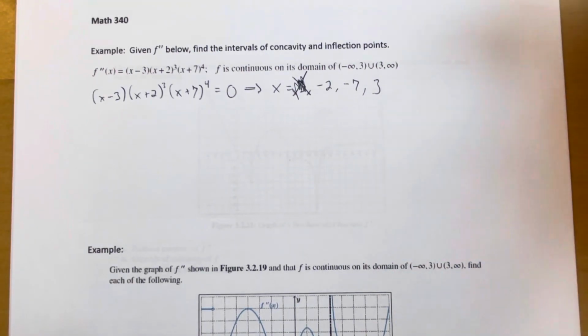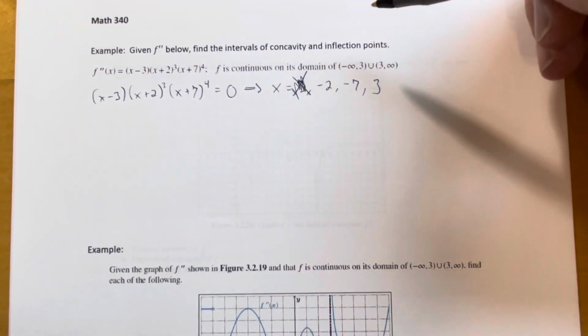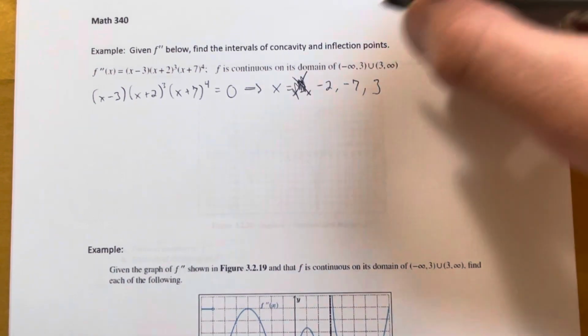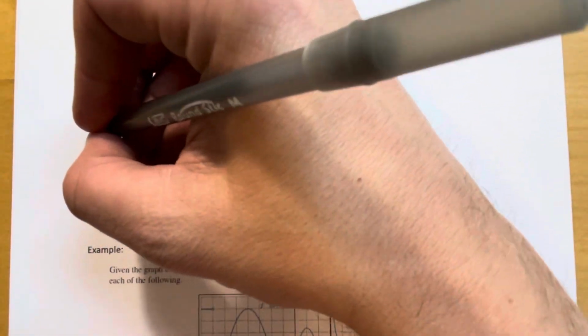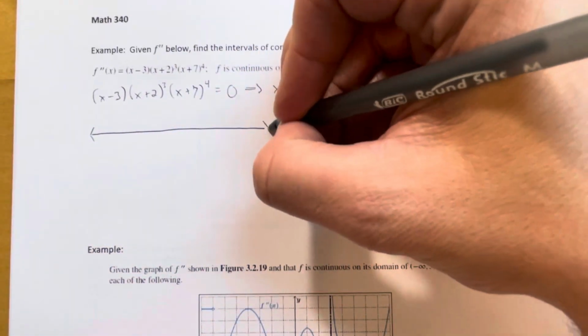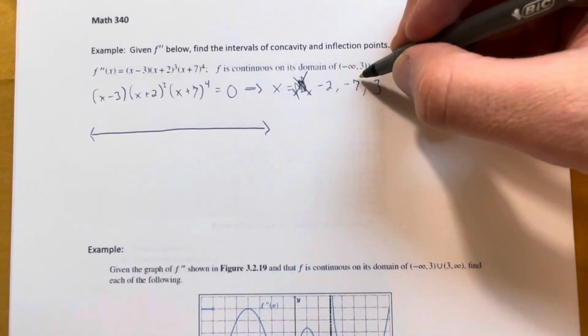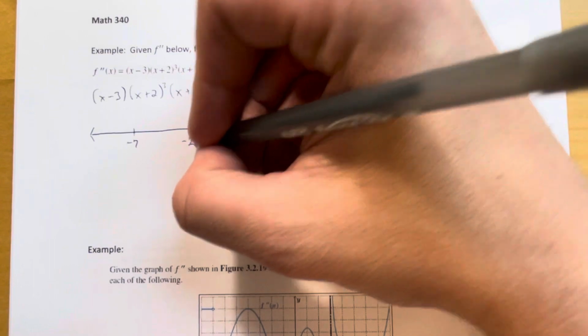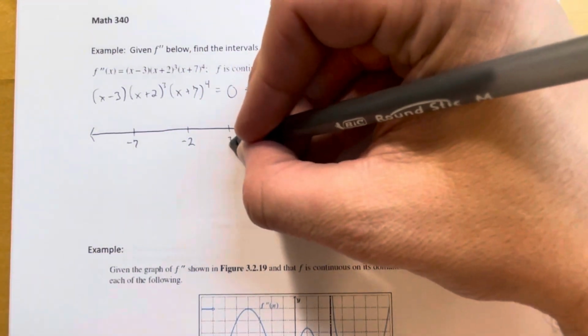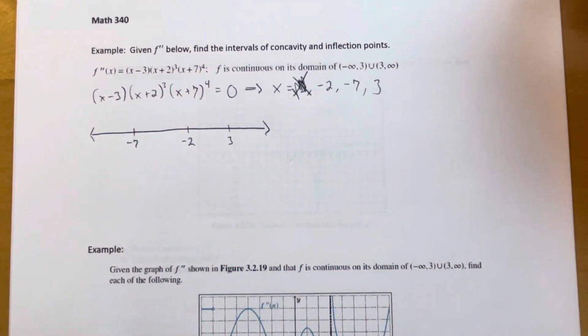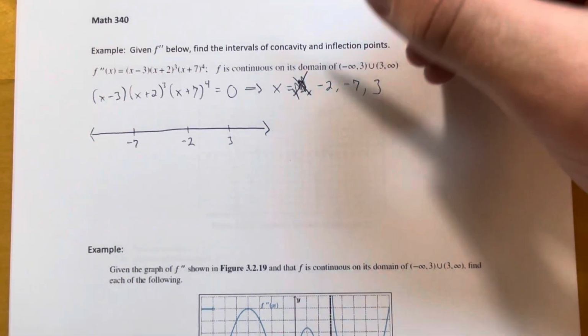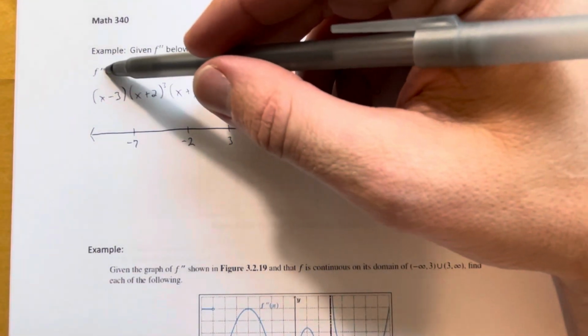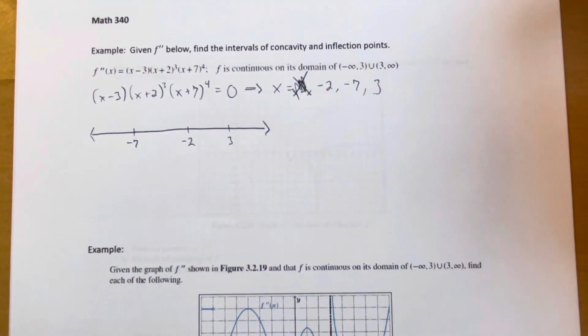All right. So with that, let's create our sign chart so we can figure out our intervals of concavity. And we're going in order from smallest to biggest, so negative 7, negative 2, 3. It gives me 4 subintervals. Okay? We're going to pick test points, plug them in, and see what happens. Now remember, the goal is to plug them directly into f double prime.